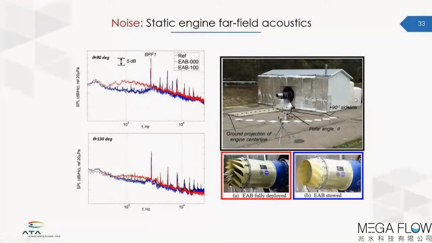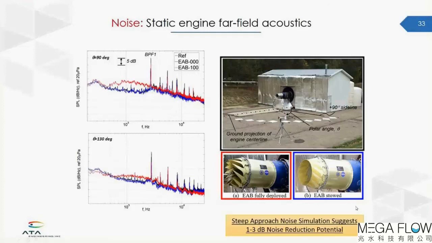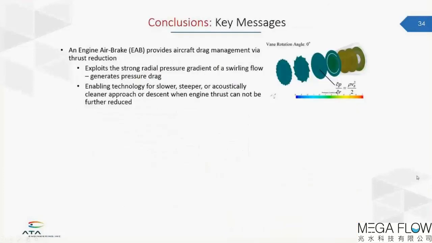Finally, we also measured the noise with an array of microphones placed on an arc on the ground in that test facility. And what we saw was, while there was a modest noise increase due to the swirling jet exhaust, when we put this in a steep approach simulation, we did verify that, or predict that we would potentially get 1 to 3 dB noise reduction potential by allowing the aircraft to fly at a steeper approach angle while keeping the aerodynamics fixed. And so that kind of concludes the overall story of this project.